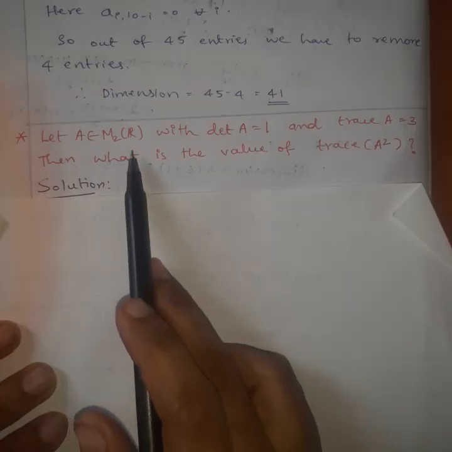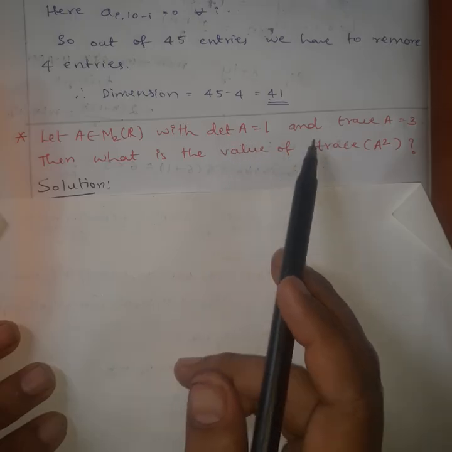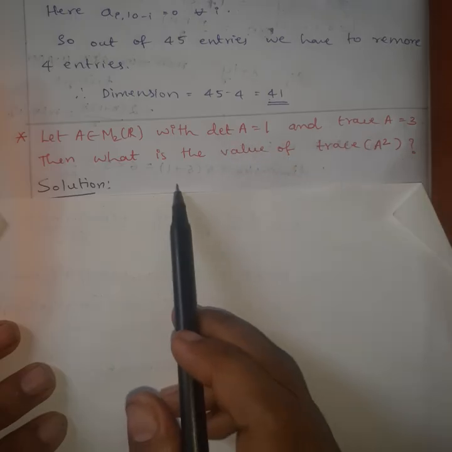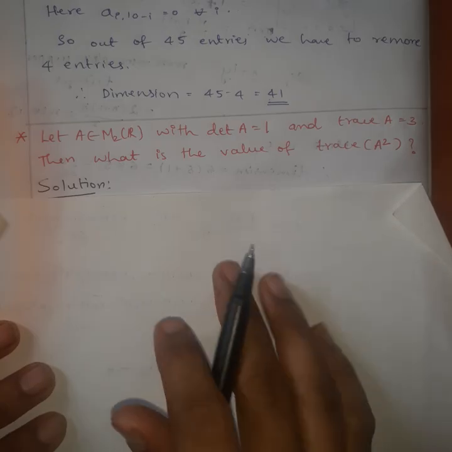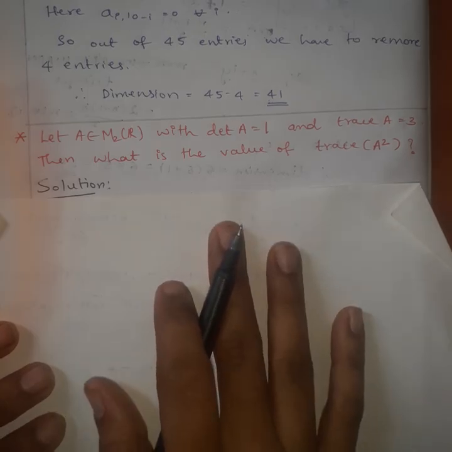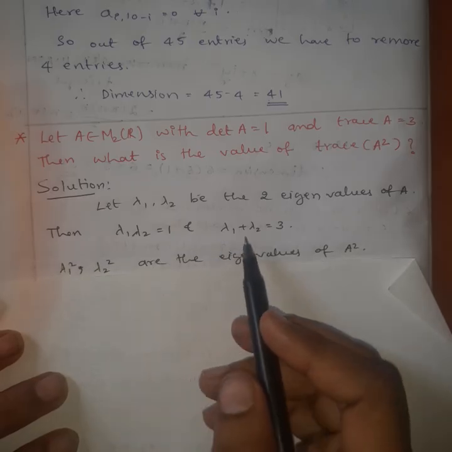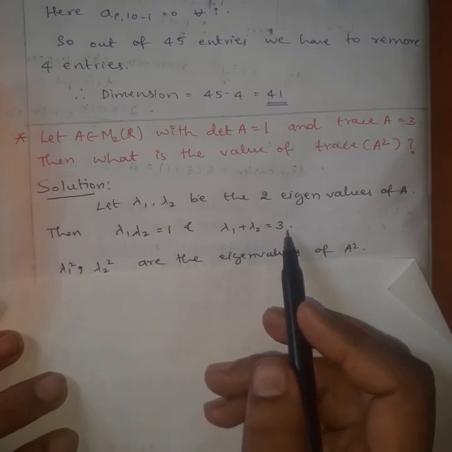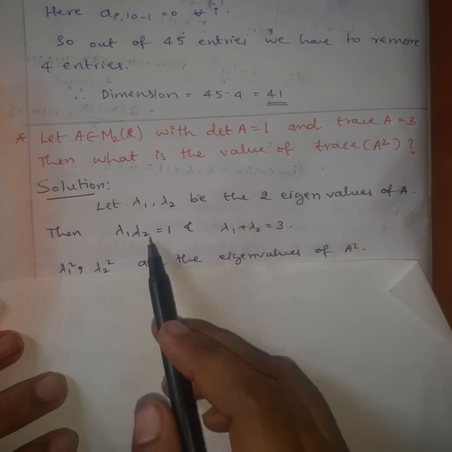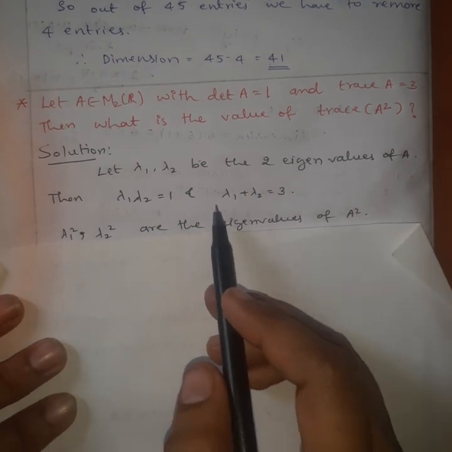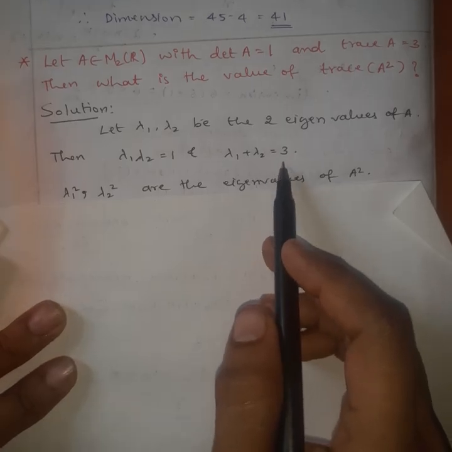Next question. A is a 2 by 2 matrix with real entries with determinant of A equal to 1 and trace of A equal to 3. Then what is the value of trace of A square? Okay, this is using properties of eigenvalues. We know that product of eigenvalues is the determinant and sum of eigenvalues is equal to trace. So let lambda 1, lambda 2 be the eigenvalues of A. Then lambda 1 into lambda 2 is 1, and trace is 3, that is lambda 1 plus lambda 2 is 3.